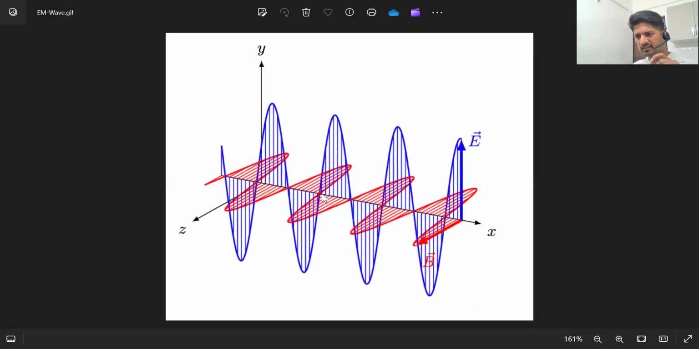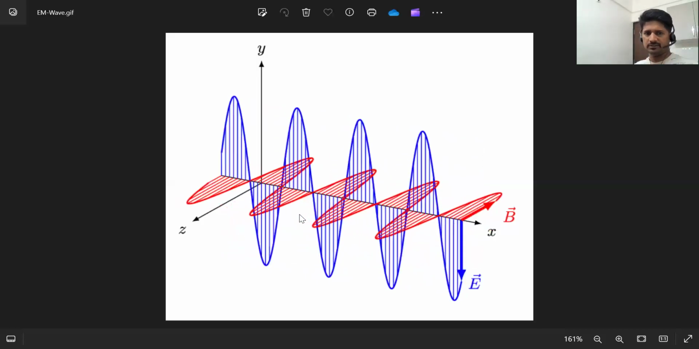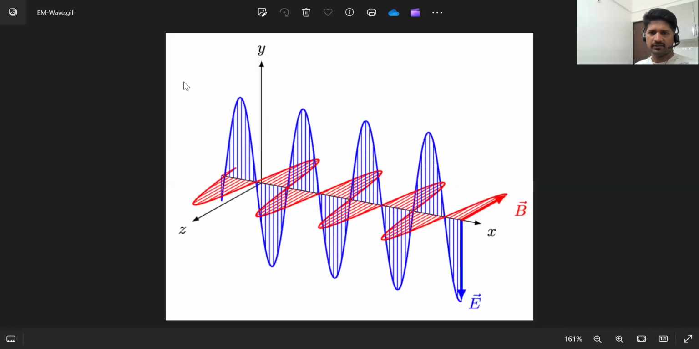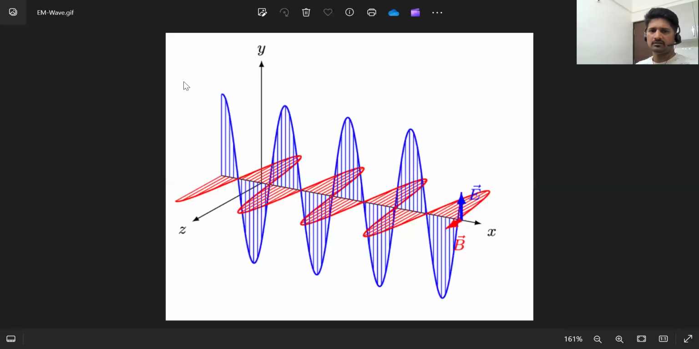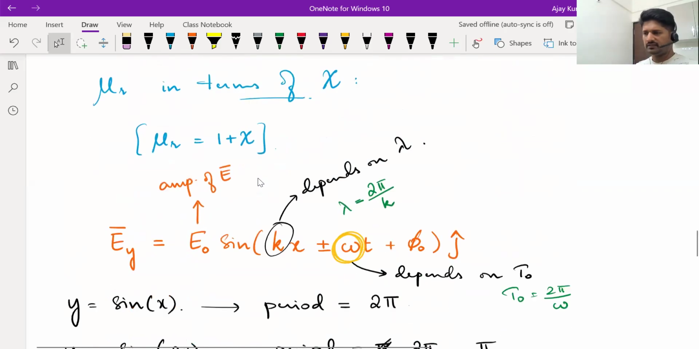So there is a particular amount of time after which the fields repeat their pattern. That is what we call the time period of the electromagnetic wave. And omega depends on that factor. So k depends on wavelength. That's the distance after which the field pattern repeats. Omega depends on the time after which the field repeats.